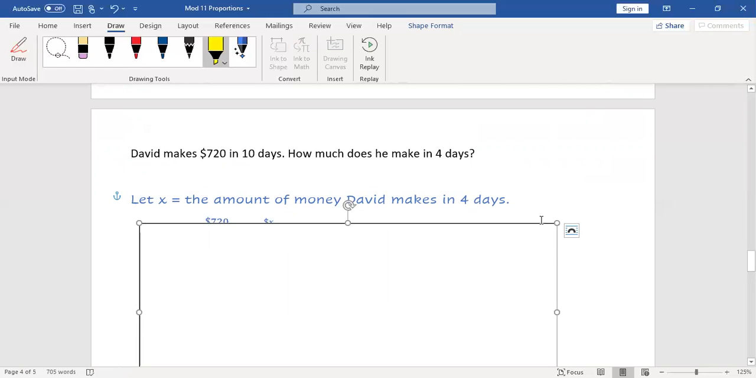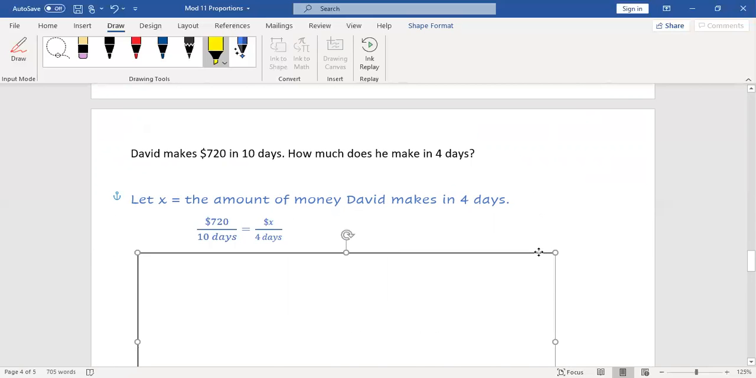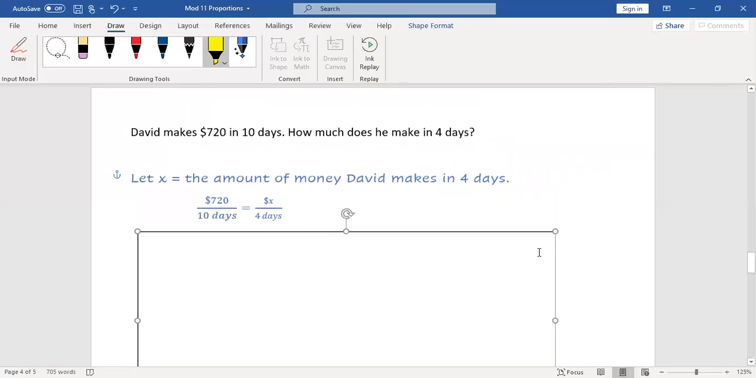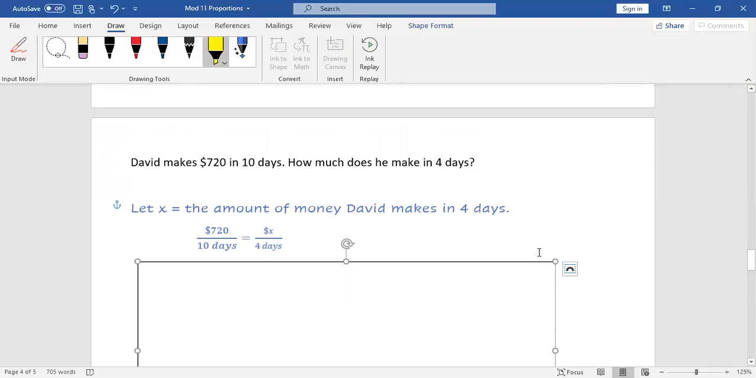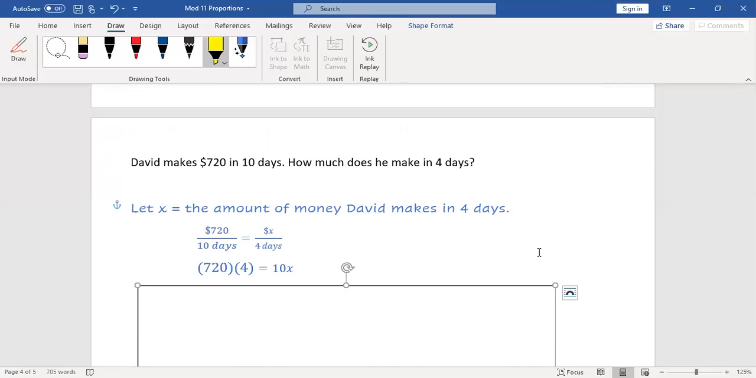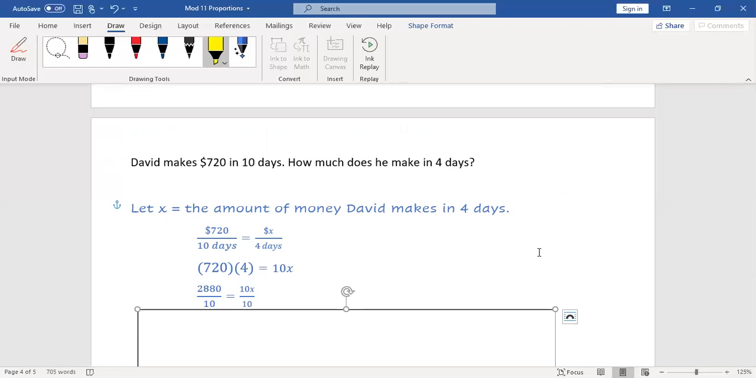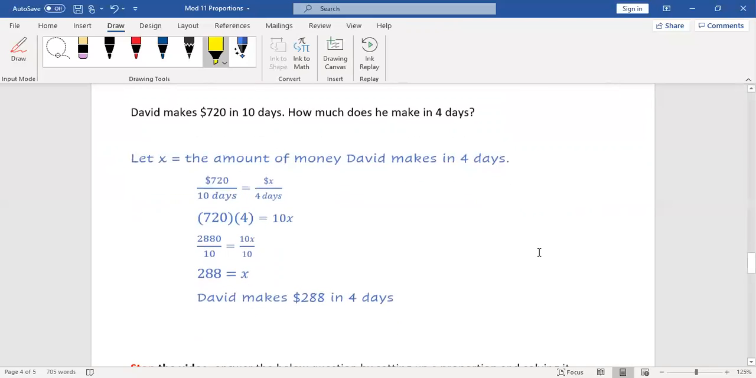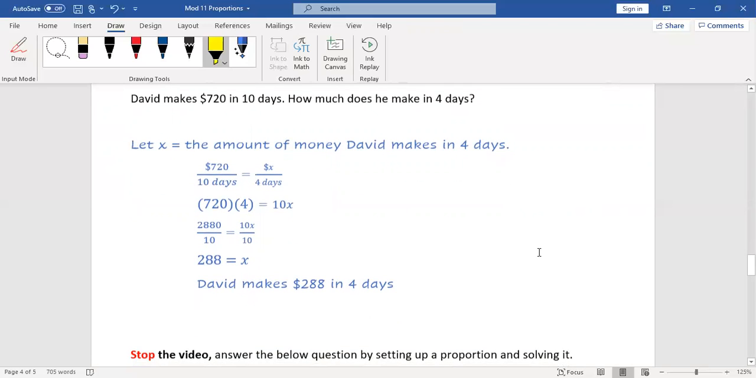So then I'm going to create my proportion. I know he makes $720 in 10 days, which must be equivalent to an x amount of dollars in 4 days. Now that I've got my proportion set up, I can create a new equation by multiplying the product of the diagonals. 720 times 4 is equal to 10x. And then I'm going to divide away my 10 to isolate my variable. And my last thing I'm going to do is clearly state what my answer is. David makes $288 in 4 days.